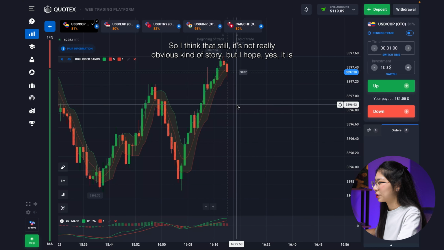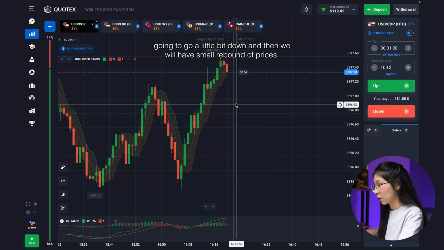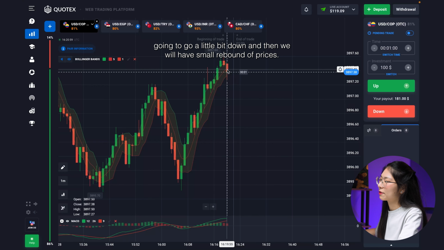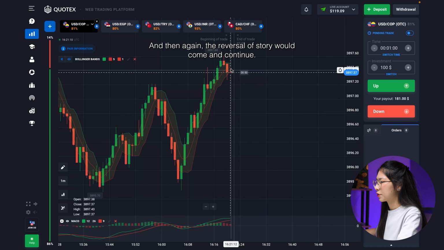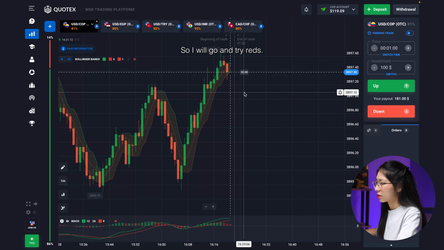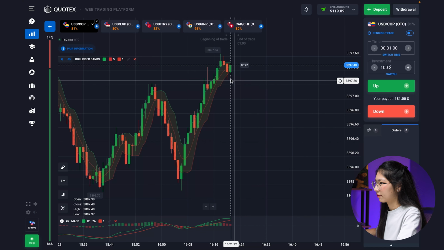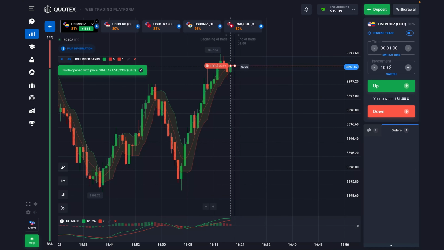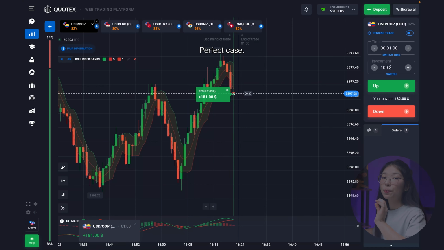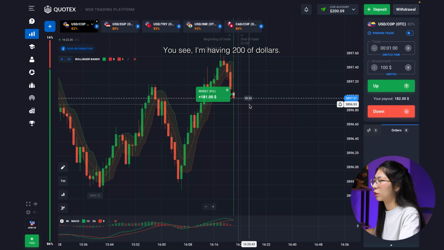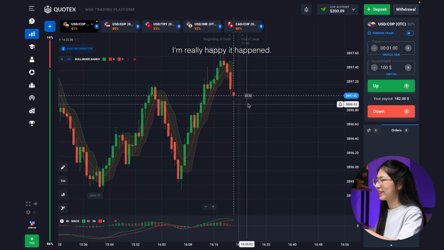So I think that still is not really an obvious story, but I hope it's going to go a little bit down and then we will have a small rebound of prices. So you see it's going to happen, and then again the reversal of the story would come and continue. So I will go and try reds. Let's go. So perfect case, you see I'm having $200 and I'm really happy it happened.